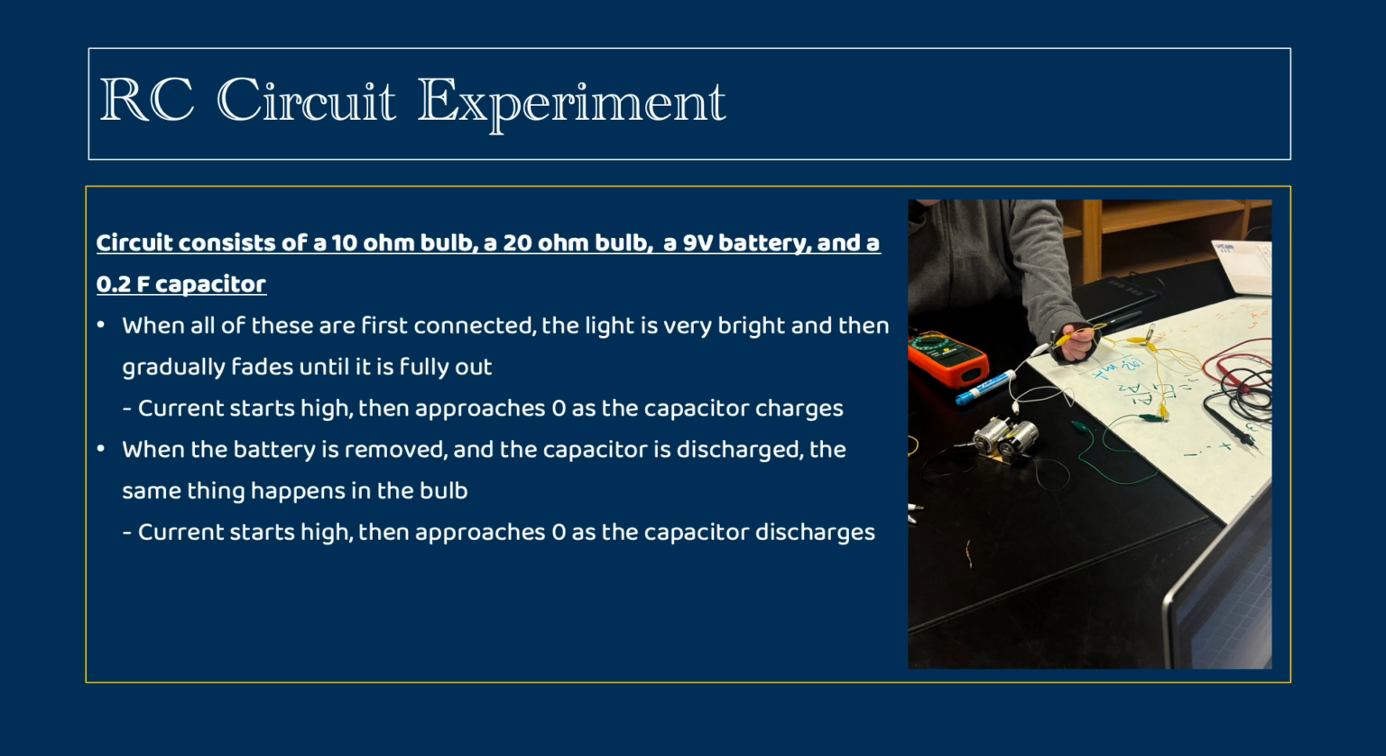So now we get to the third part, which is our RC circuit experiment. This circuit consists of a 10 ohm bulb, a 20 ohm bulb, a 9 volt battery, and a 0.2 capacitor. When all of these are first connected, the light is very bright and then gradually fades until it's fully out. This is because the current starts high and then approaches zero as the capacitor charges. And when the battery is removed and the capacitor is discharging, the same thing happens, but as we can see in the next part, it just takes more time.